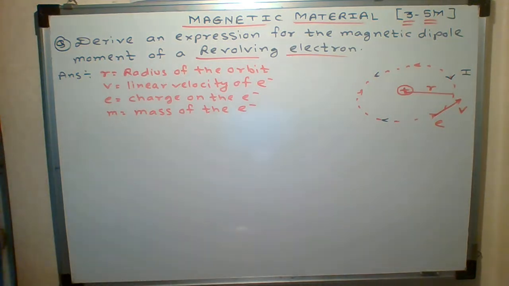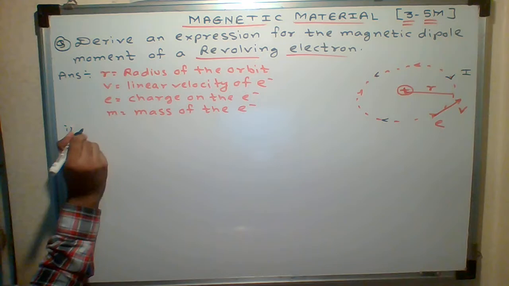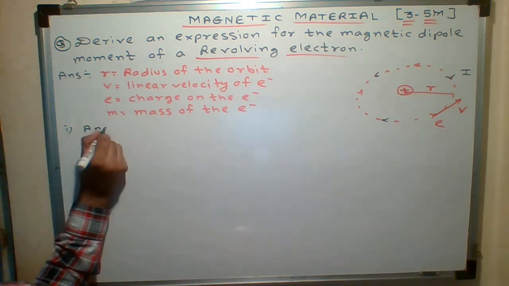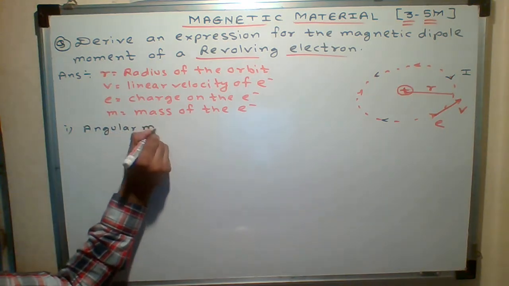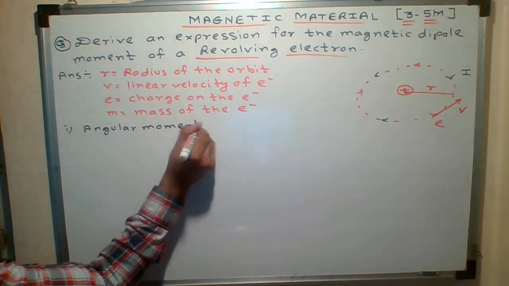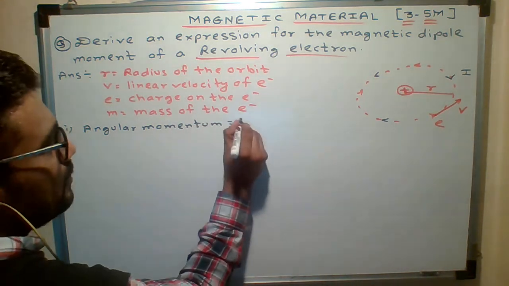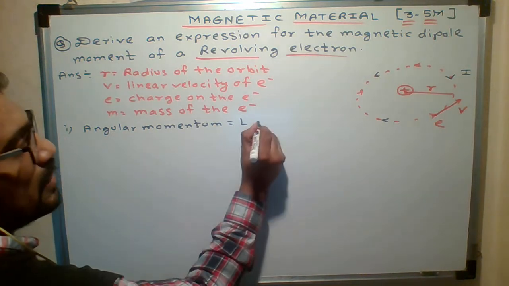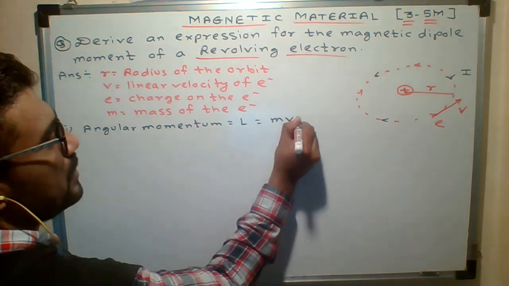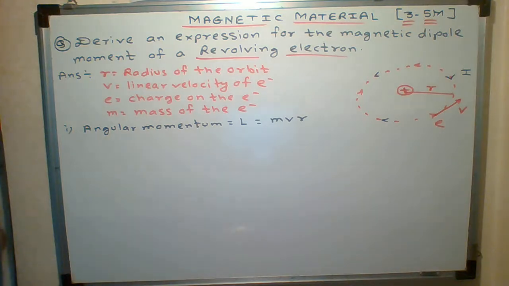So students, from this information we can write down the angular momentum. Already we have done it in the topic atoms, molecules, nuclei. What is the symbol of angular momentum? L. What is the formula for L? mvr, mass into velocity into radius. Remember this formula.